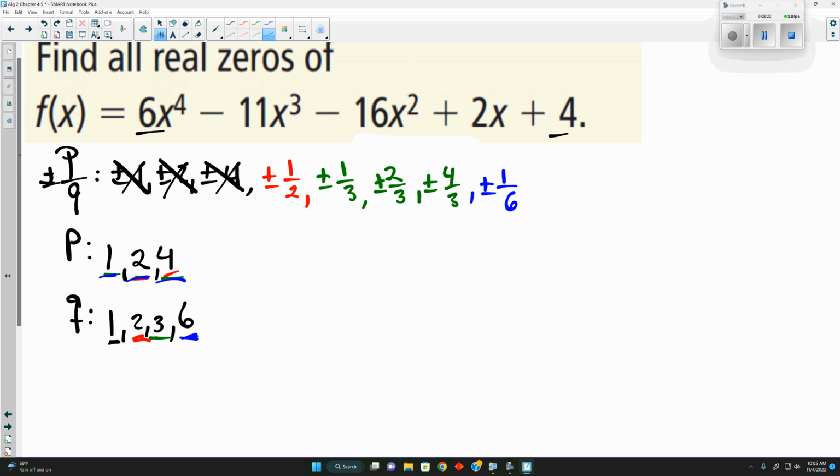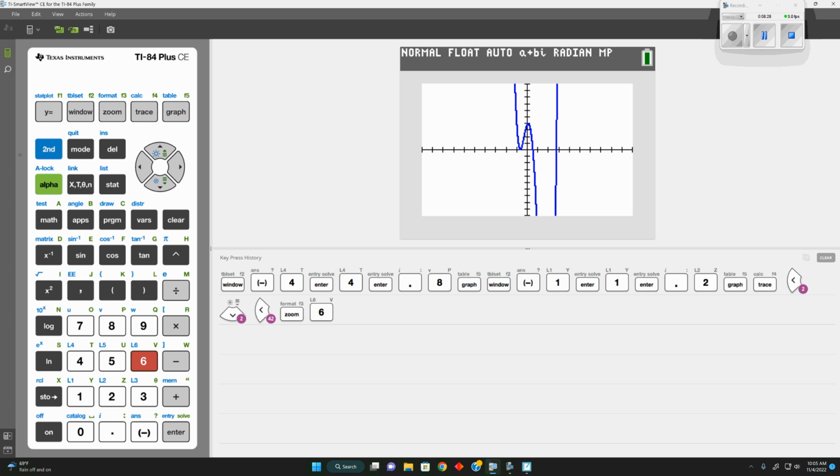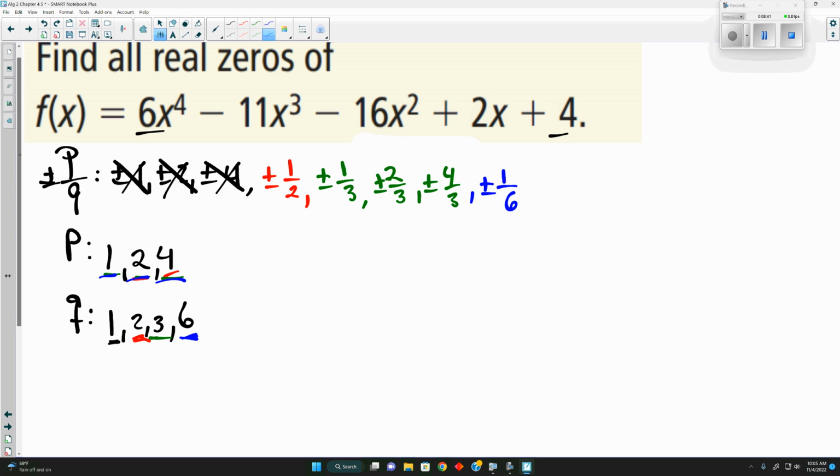Now what we're going to do next is look at the graph and compare it to these here. So if we look at the graph, we've got spots of intersection between -1 and 0, 0 and 1, and where else? All the way up between 2 and 3. Well, we can look between 2 and 3. Are any of these rational numbers between 2 and 3?